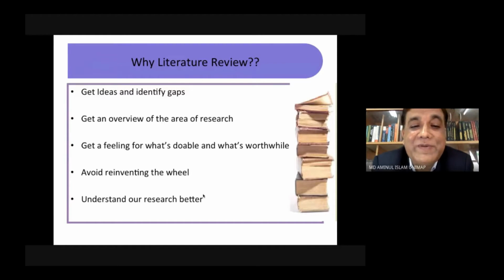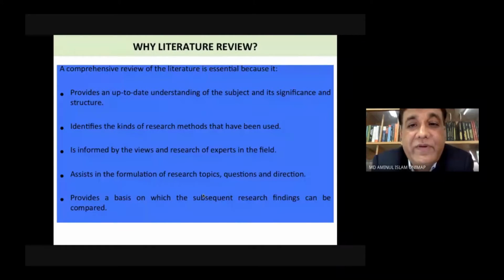Number 4, definitely, we are not going to repeat the same thing what people are doing. Then you will be struggling in the final viva. So I'm saying avoid reinventing the wheel. You're not doing the same thing what people are doing. So you have to do something totally different, okay? Because you have to contribute a new knowledge or new methodology or something new in the context. And we do literature review also to understand our research better. The other reason also, some comprehensive review of literature is essential because it does provide up-to-date understanding of the subject and significance structure. It does help us to identify what kind of research methods are being used so that it guides me what kind of research method I'm going to use. We get informed about the views and research of experts in the field.